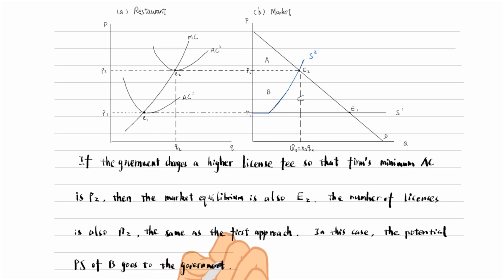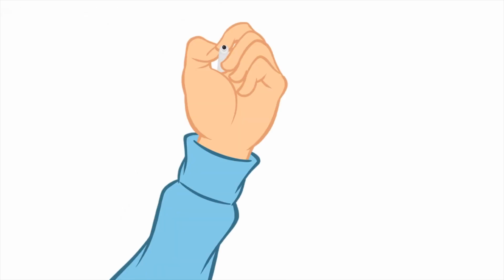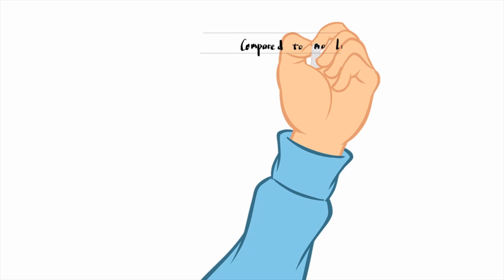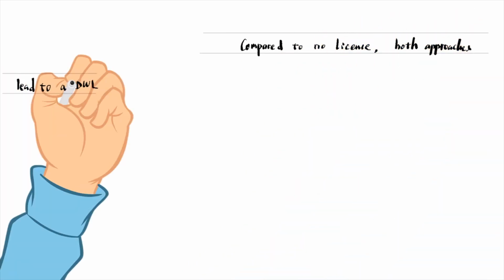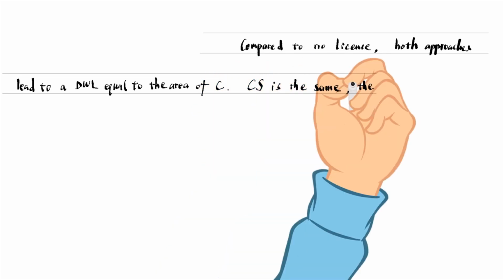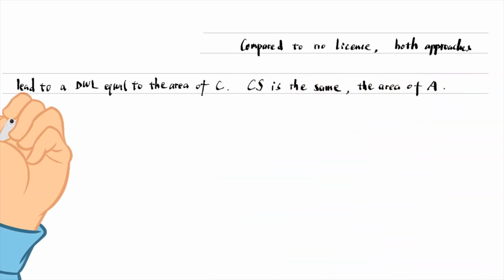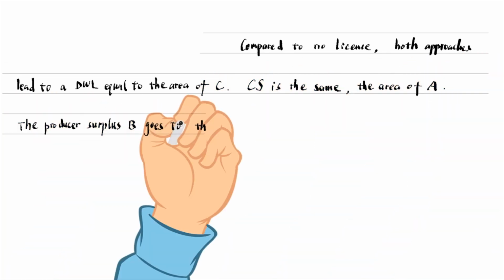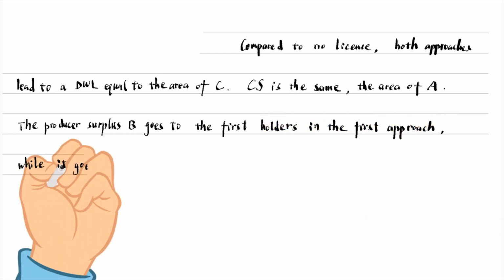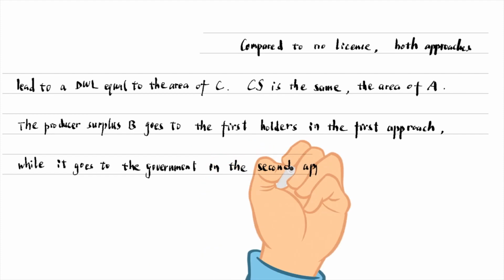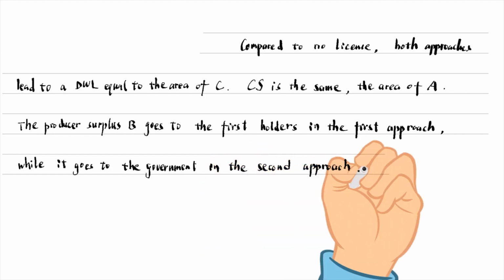Compared to no license, both approaches lead to a deadweight loss equal to the area of C. Consumer surplus is the same, the area A. The producer surplus B goes to the original holders in the first approach, while it goes to the government in the second approach.